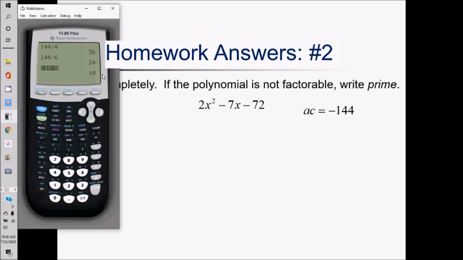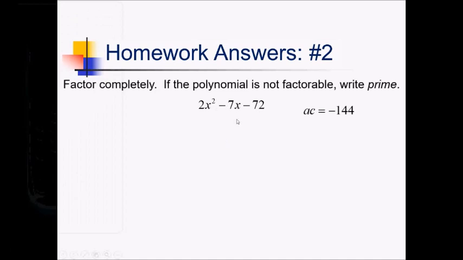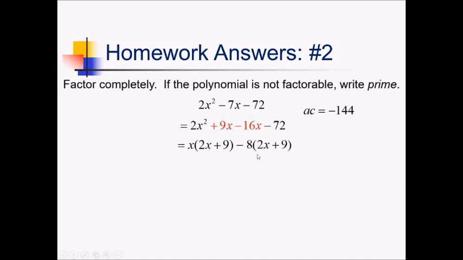Let's try a 9. How about 9 and 16? Yeah, I could get a 7 out of that if I had a +9 and a -16. So let me split this up into +9x minus 16x. And now I can factor by grouping since I have 4 terms. Let's take an x out of those first 2, leaving me with 2x plus 9. And for these next 2, I can take out a -8, so that'll be 2x plus 9 there as well. Now that I have a common factor, I can take out 2x plus 9. And that leaves me with my leftovers, x minus 8, right next to it.